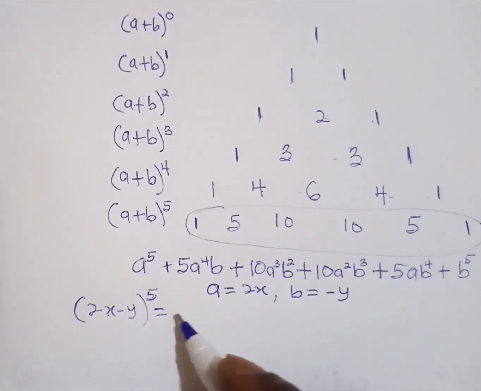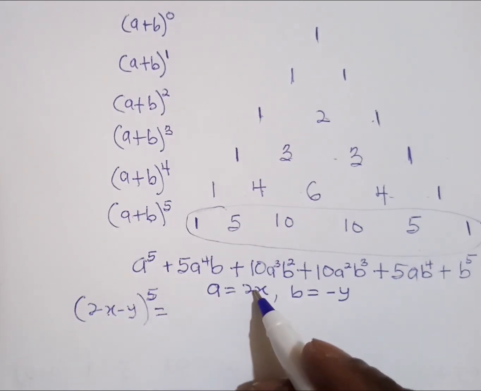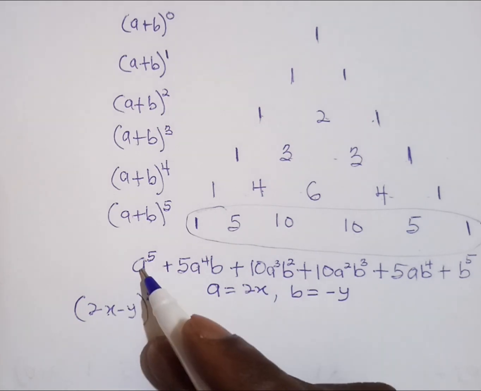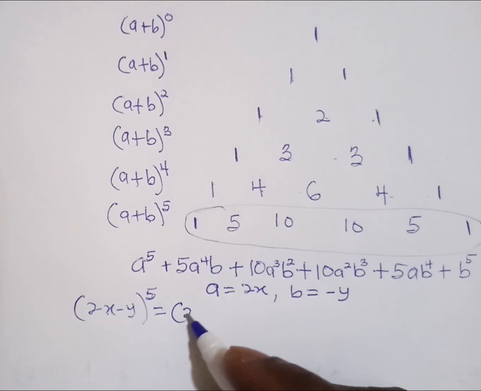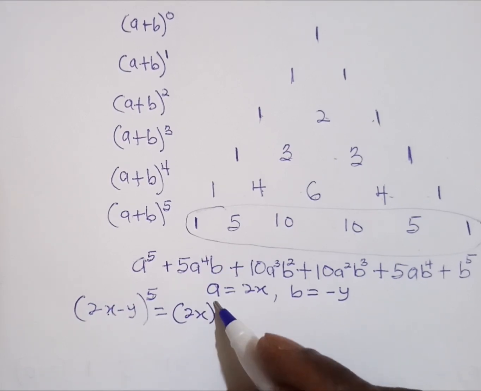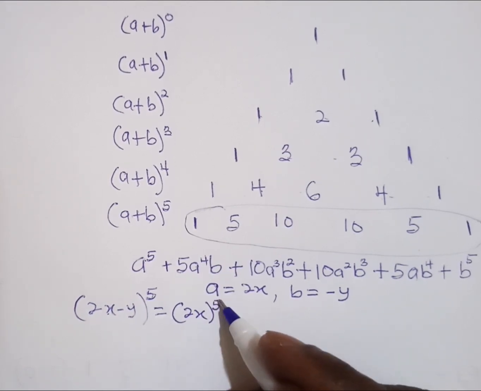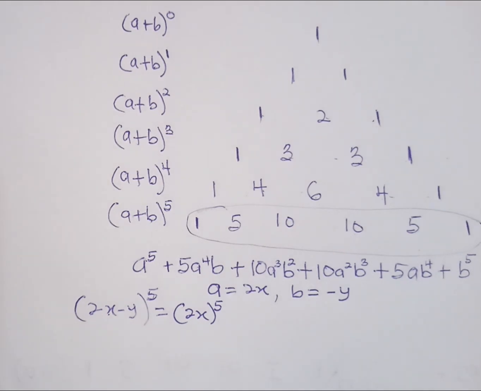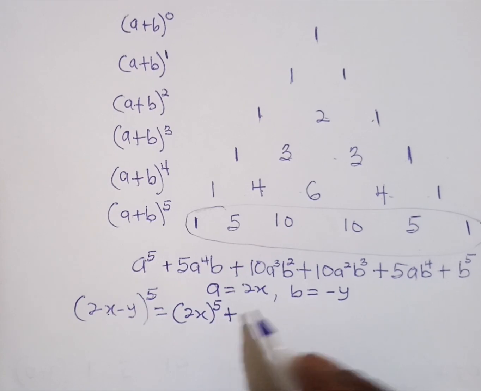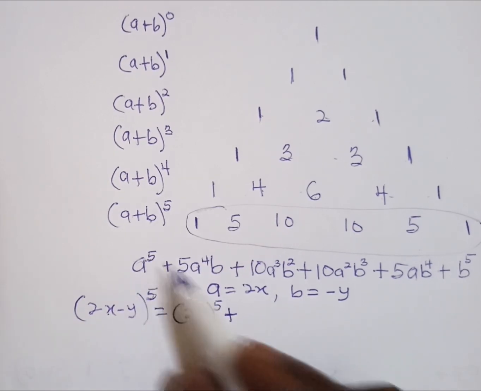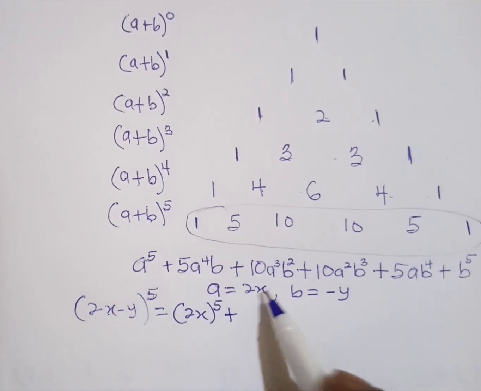So once I have it here, then I have to substitute. So it means I should substitute this. Good. So I'll write here as 2x exponent what? 5. Have you gotten that? Good. Then plus, because that is what it is saying. It's saying that a exponent 5 and my a is 2x. So wherever I see a, I put 2x there.